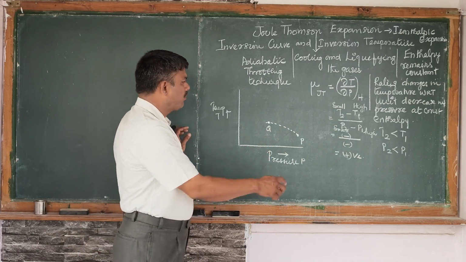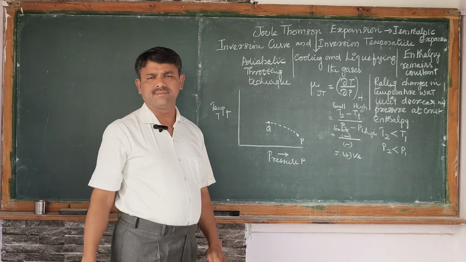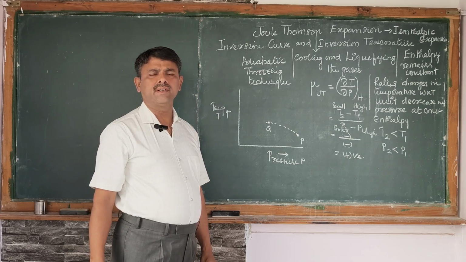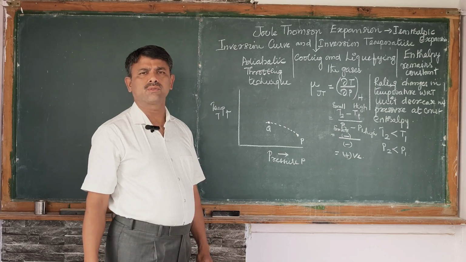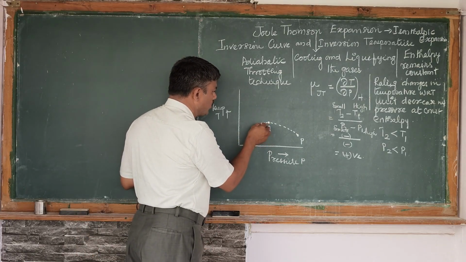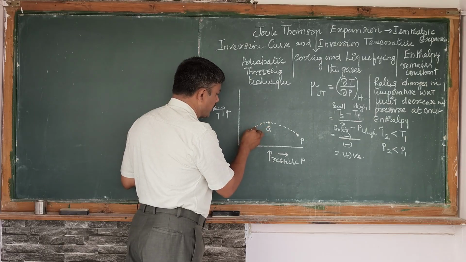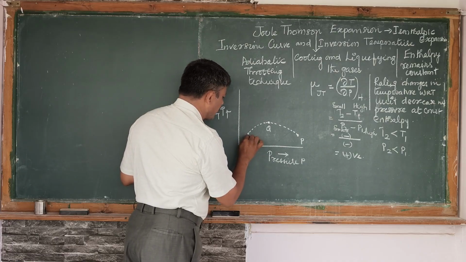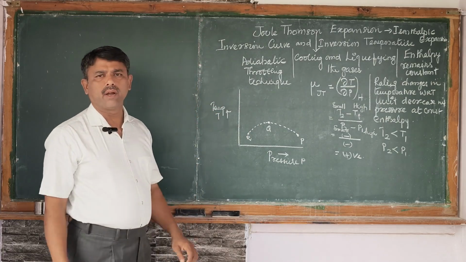Clear? At point Q, there is a transition. Further decrease in pressure due to expansion causes a decrease in the temperature of the gas. The temperature of the gas decreases with further expansion up to the point R.